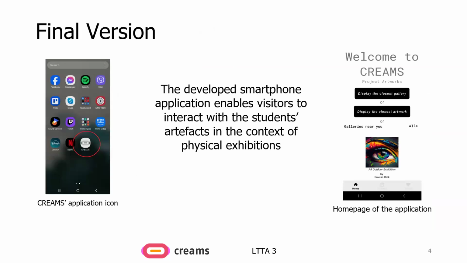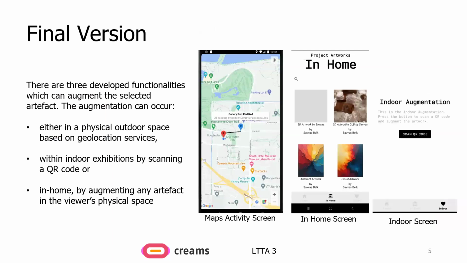The smartphone application we developed enables visitors to interact with the students' artifacts in the context of physical exhibitions. The final version allows the user to augment the selected artifacts. The augmentations can occur either in a physical outdoor space based on geolocation services, within indoor exhibitions by scanning a QR code, or at home by augmenting any artifact in the viewer's physical space.